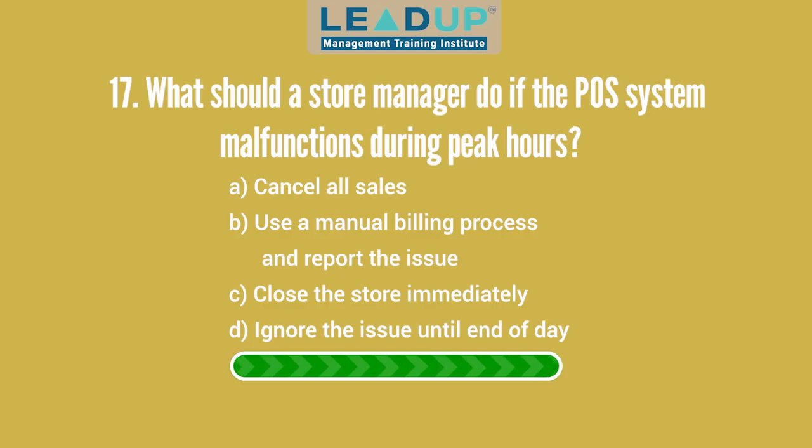Question 17. What should a store manager do if the POS system malfunctions during peak hours? A. Cancel all sales. B. Use a manual billing process and report the issue. C. Close the store immediately. And D. Ignore the issue until end of day. Answer: use a manual billing process and report the issue.